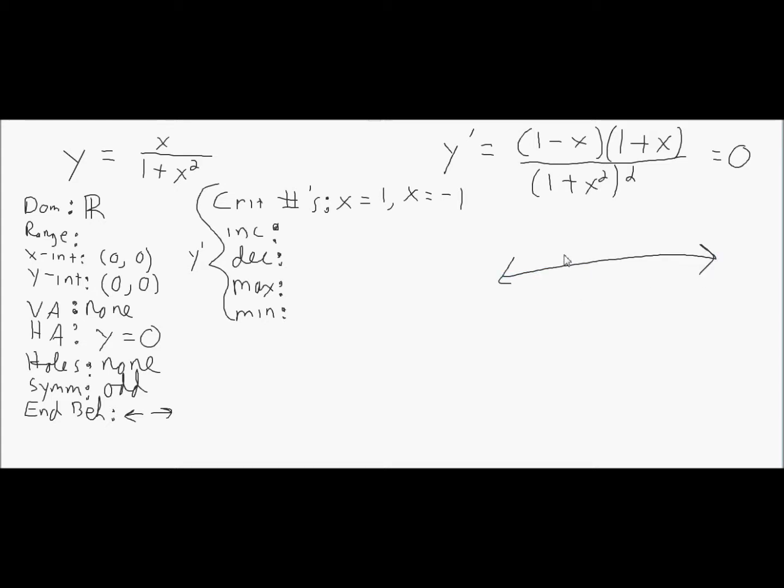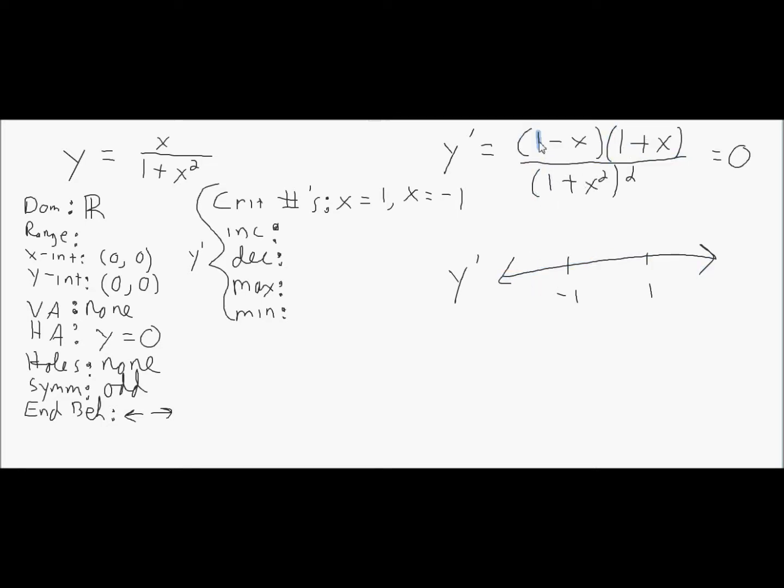Now, to define increasing, decreasing, max and min, we make our y prime number line. And you put our critical numbers on there, negative 1 and 1. And put y prime on here so you know what this number line represents. It's the y prime, that's what we're checking. Now, since our derivative is all factored out, finding out when it's positive and negative is very simple. I'm just going to pick a number less than negative 1, like negative 10, plug it in, and see what this whole fraction turns into.